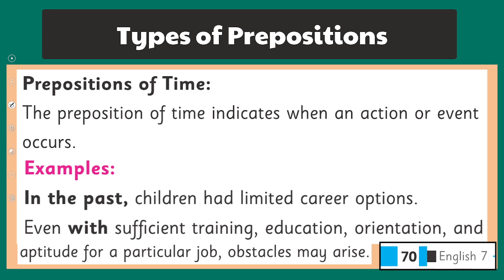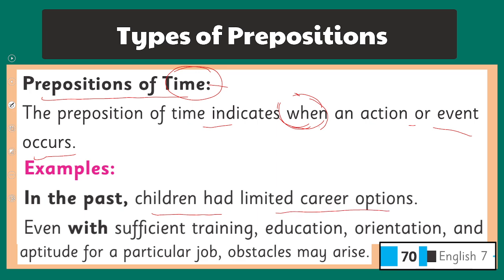As we talked about it in the student's learning outcome, prepositions of time indicate when an action or event occurs. Because we are talking about time, when we tell when something happened, we are talking about the time of that incident or action. So when an action or event occurs, when it happens, we can tell it using our prepositions of time. For example, in the past, children had limited career options. Now, can you point out the preposition in this sentence? Yes, in. The is our article and past is where we are talking about time. Past, present, future. So we have a preposition with time, and that's what we call a preposition of time.